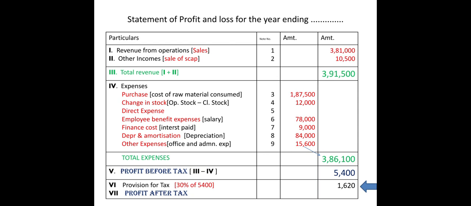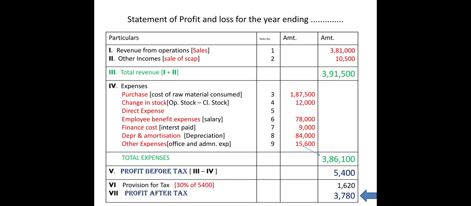Okay, so 1,620 is the amount of tax. And if you deduct this tax from profit, then you will get profit after tax. So 5,400 minus 1,620 will give you 3,780, and that is the amount of profit after deducting tax. And that is your final answer, student, and the sum is over. It is very, very simple, student. All you need is just remember the format, remember the content under each heading, and the matter ends.